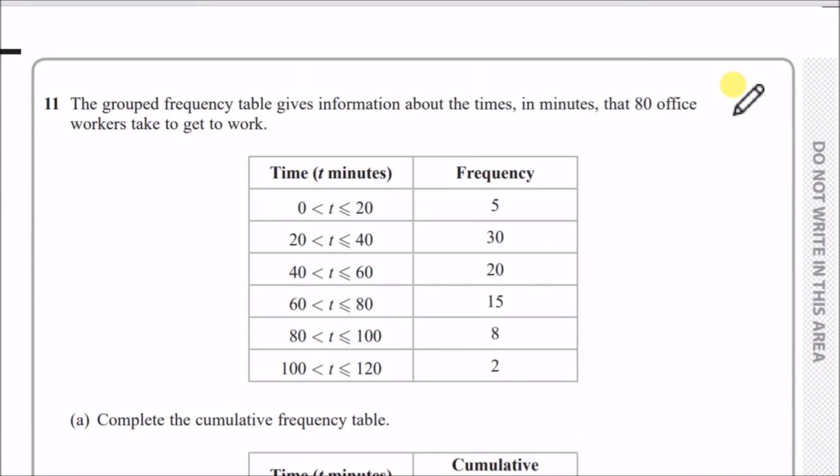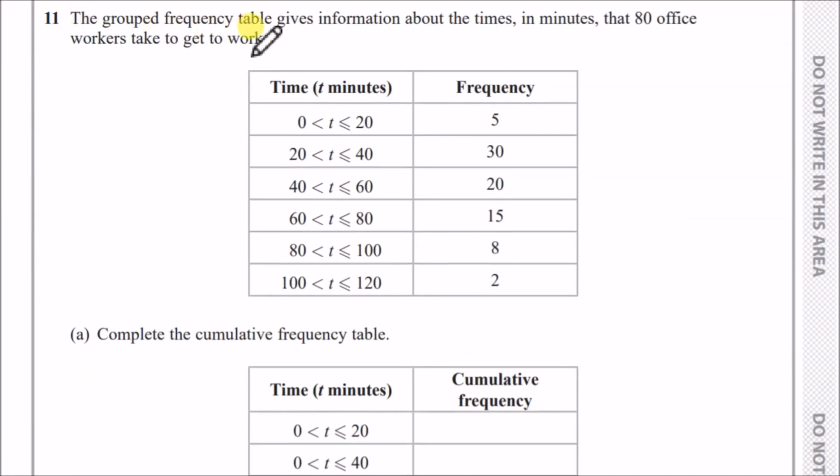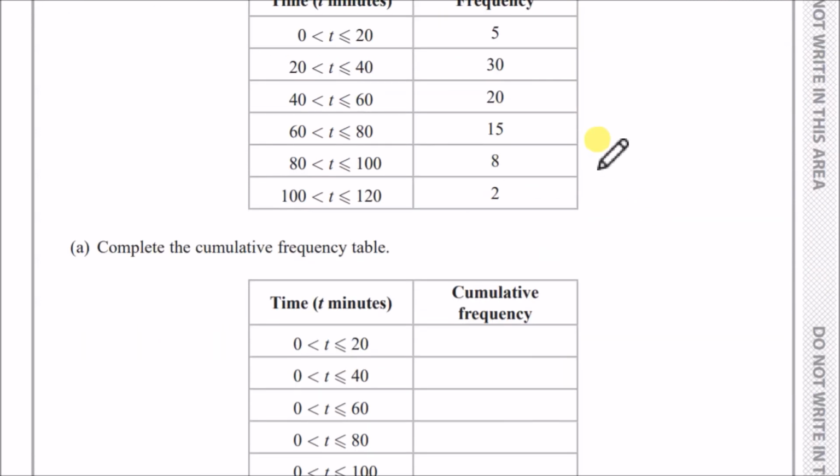Now, number 11. The group frequency table gives information about the times in minutes that 80 office workers take to get to work. Okay, 80. So that means the total frequency is 80 so far. Complete the cumulative frequency table.